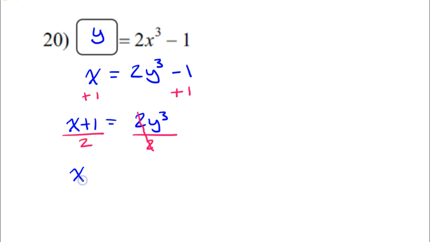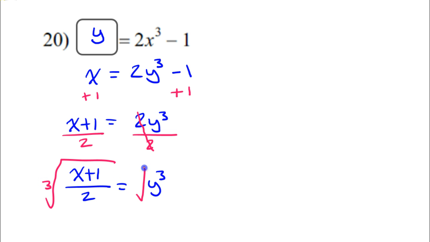Okay, so now I've got x plus 1 over 2 is equal to y to the third power. Now to uncube this y, I need to do the cube root of both sides. So I'm going to do a big old cube root on the left, and a cube root on the right. Now you don't need a plus or minus when you're doing the odd roots. That's only for even roots. So that will uncube this y. That's just going to give me y. So this is basically the answer.